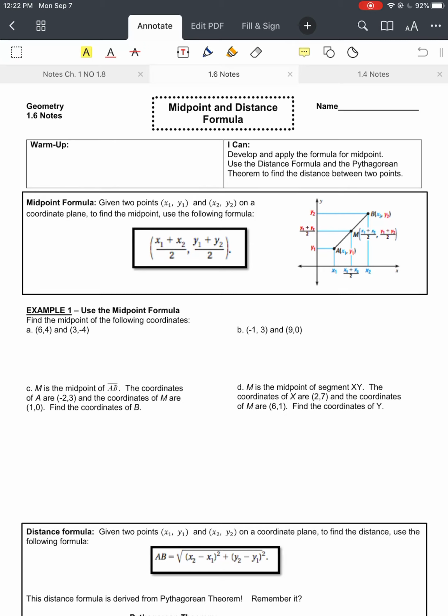So we're going to use both the midpoint and distance formula today, as well as compare the distance formula with the Pythagorean theorem, which you may have used in potentially 8th grade math or Algebra 1. Don't worry, we're going to definitely get way more in depth with the Pythagorean theorem later in chapter 5.